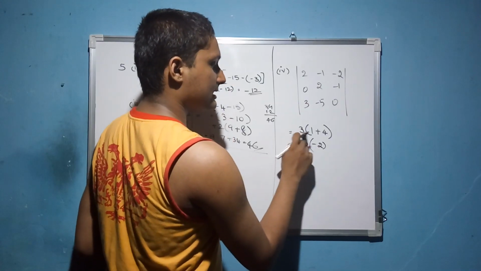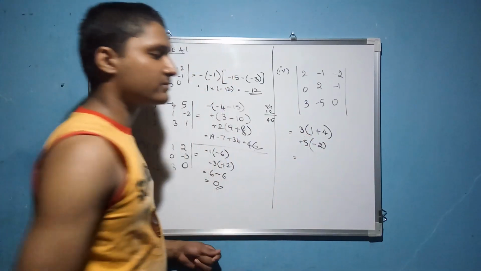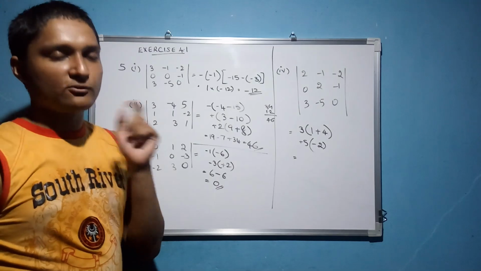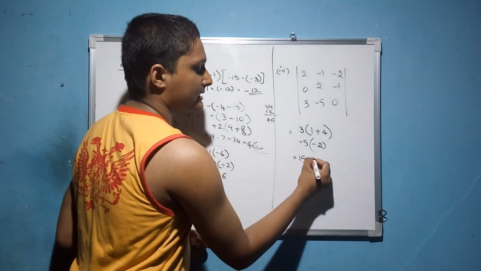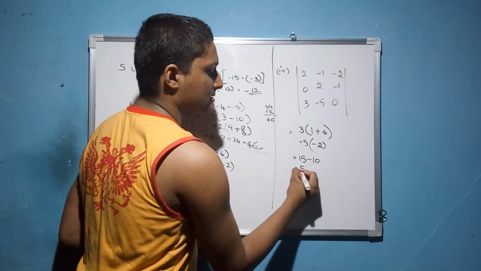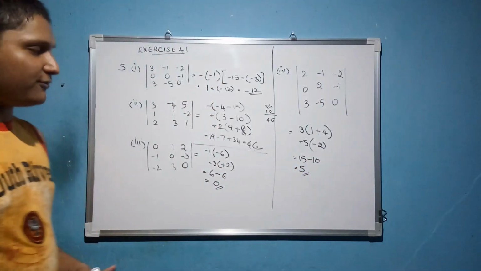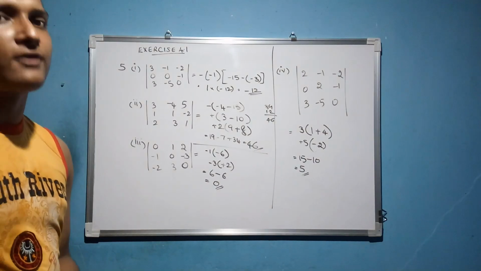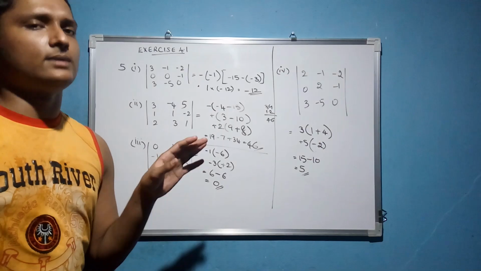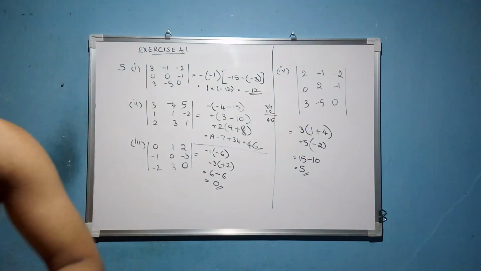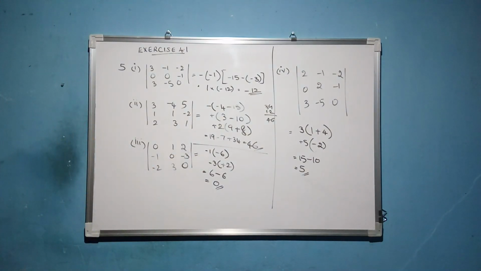So it is 3 into 1 plus 4. 3 into 1 plus 4 is 3 into 5, that is 15. Then 5 into minus 2 is minus 10. So the answer here is going to be 5. That's all about finding the determinant. You can be given any question based on that. We'll move on to the next question in the exercise.